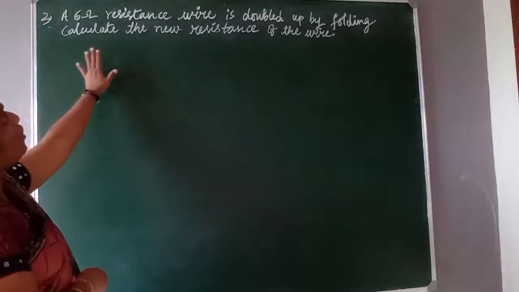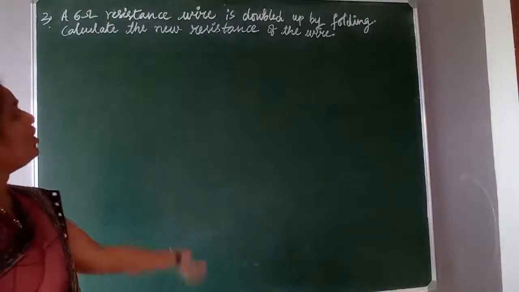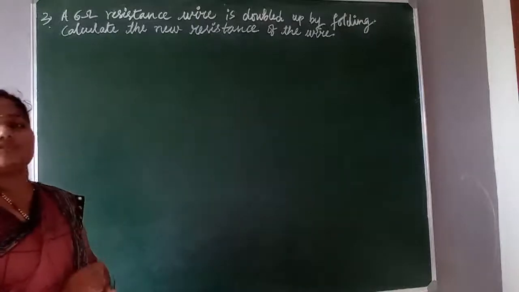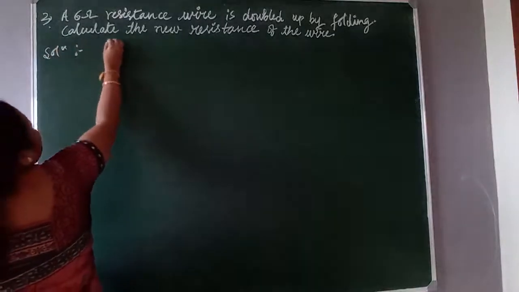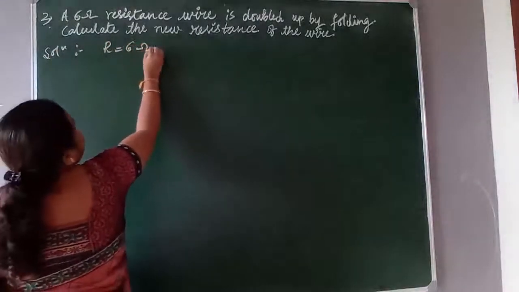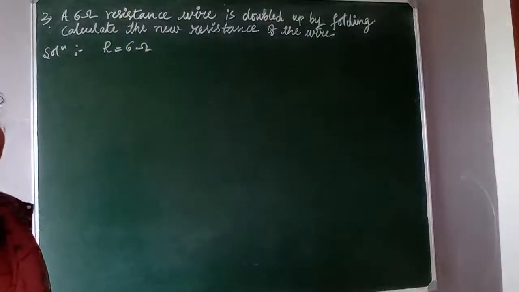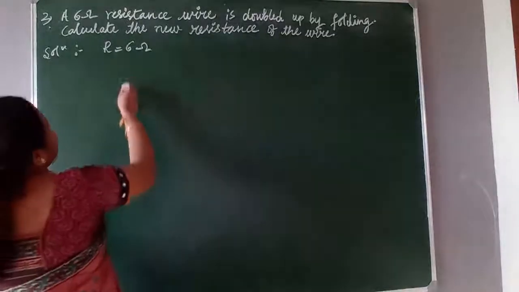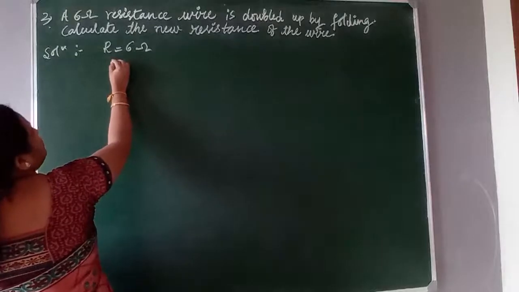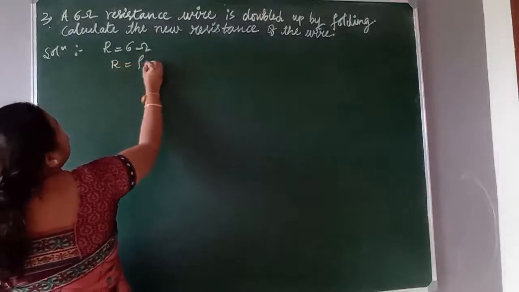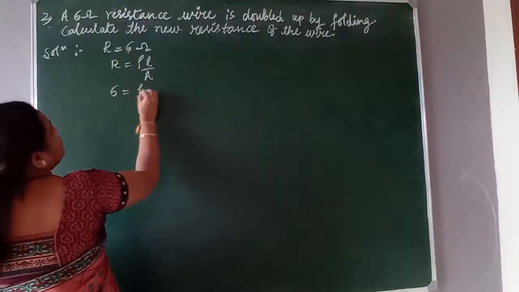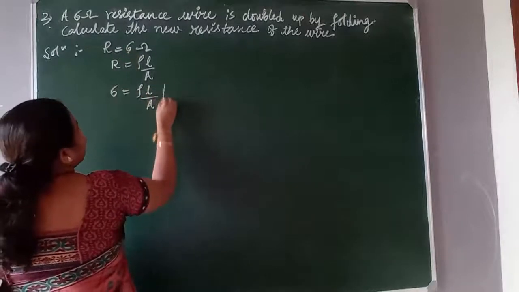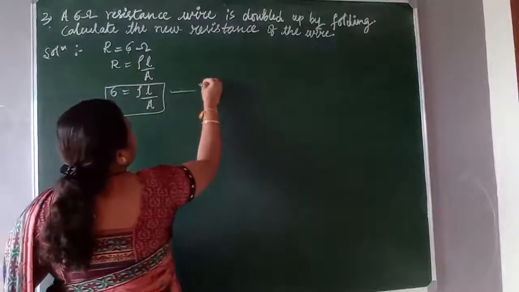A 6 ohm resistance wire is doubled up by folding. Calculate the new resistance of the wire. See children, they are saying that the resistance of the wire is 6 ohms, isn't it? If it is doubled, then they have asked to calculate the new resistance of the wire, isn't it, children? So R is equal to rho into L by A. What is the value of resistance here? 6 is equal to rho into length divided by A. Say this is equation 1.